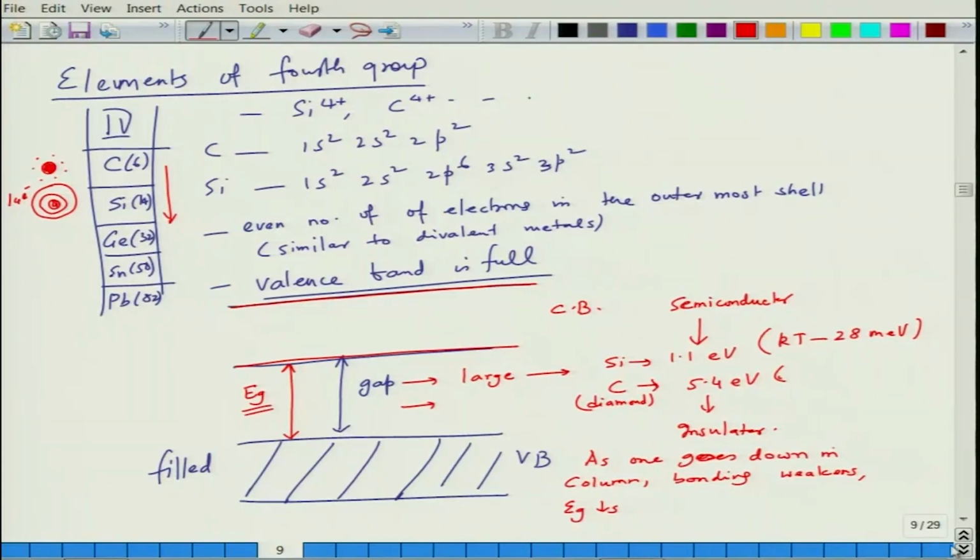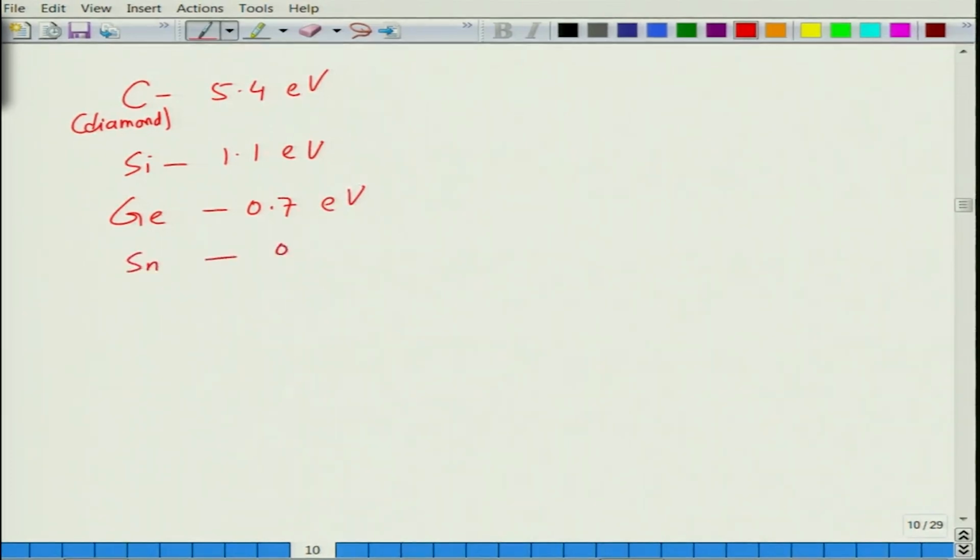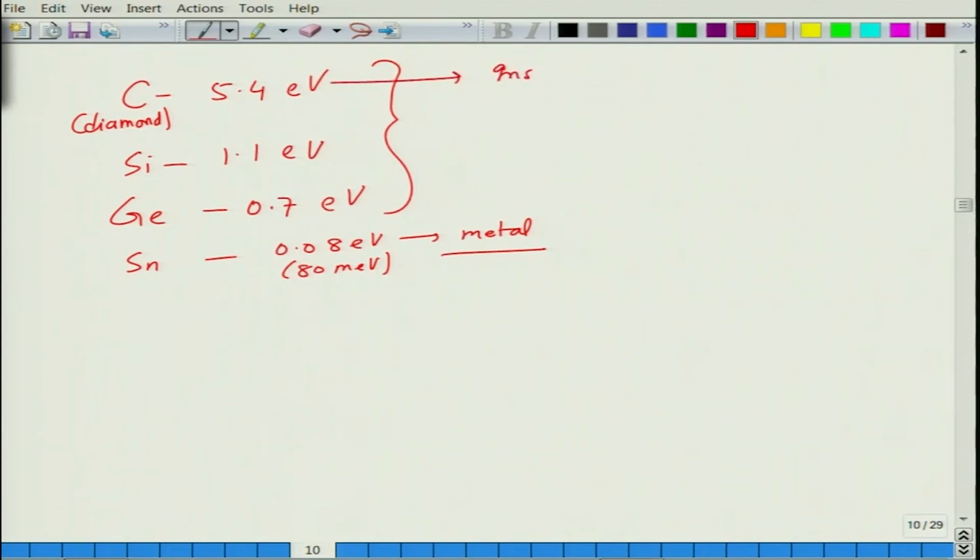So essentially, in case of carbon, that is diamond, we saw that this gap is 5.4 eV. In case of silicon, it is 1.1 eV. In case of germanium, it goes down to 0.7 eV, and in case of tin, it goes down to 0.08 eV. So that is why tin is basically a metal. 0.08 eV is nothing but 80 milli electron volt, whereas this one is an insulator, because 5 is very large, and these are semiconductors.